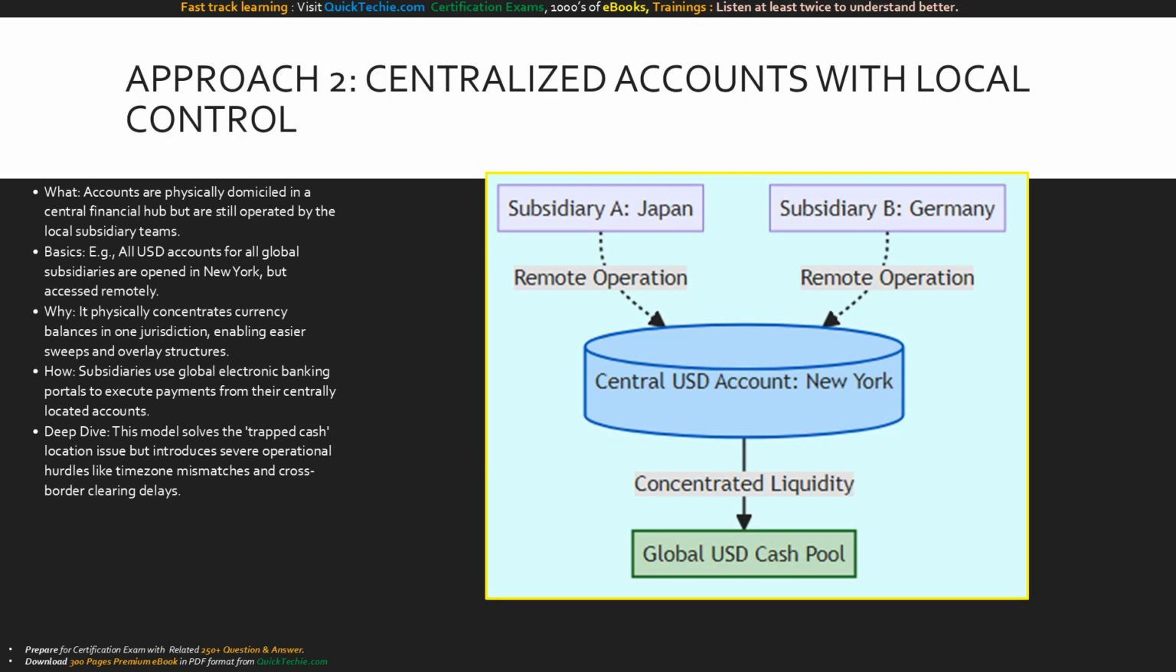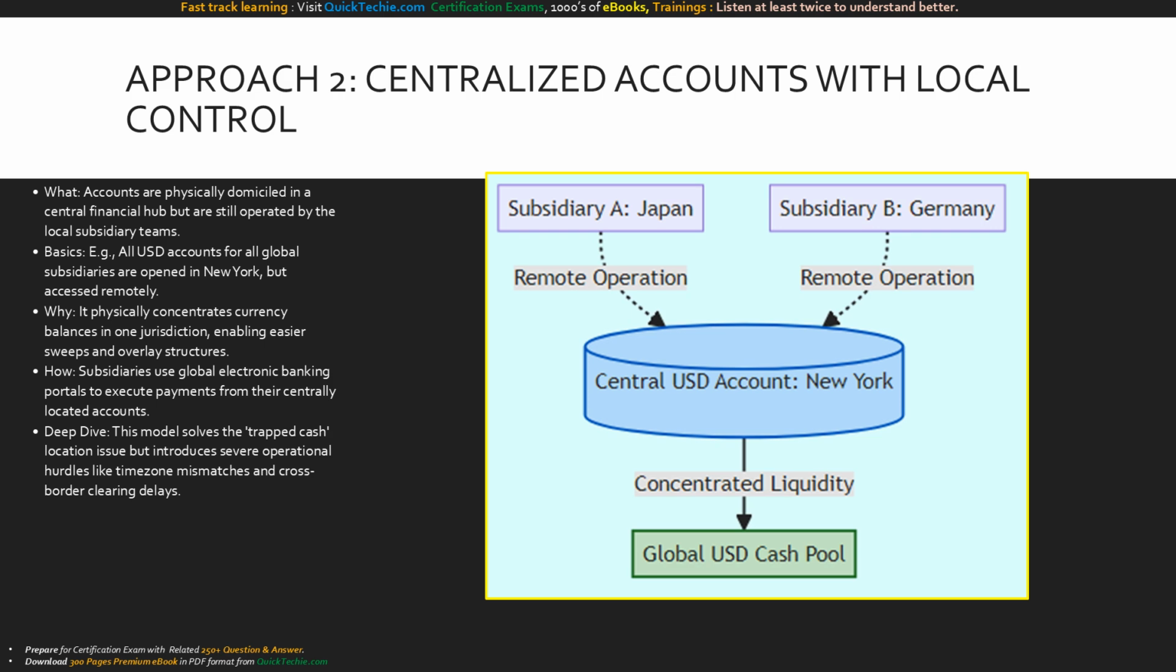Moving up the maturity curve, we reach approach 2, centralized accounts with local control. What does this mean? In this model, the physical location of the bank account is moved to a central hub, but the operational control remains with the local subsidiary. For the basics, imagine a company where all US dollar accounts, regardless of whether the subsidiary is in Japan, Brazil, or Germany, are domiciled in a single bank branch in New York.